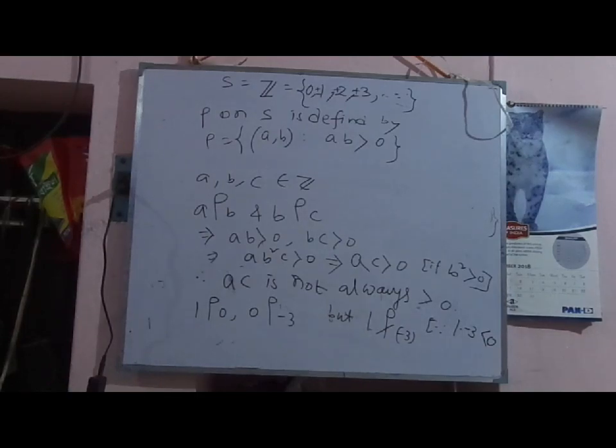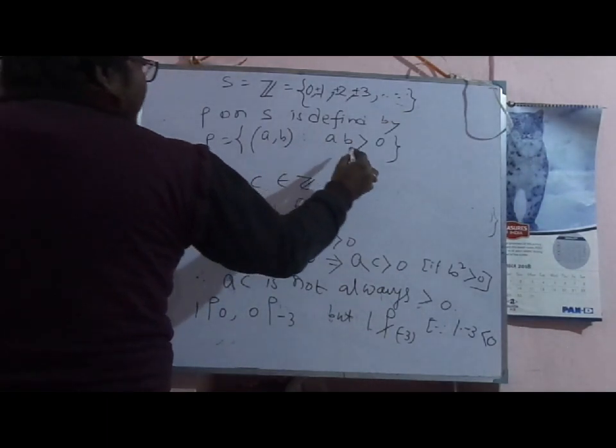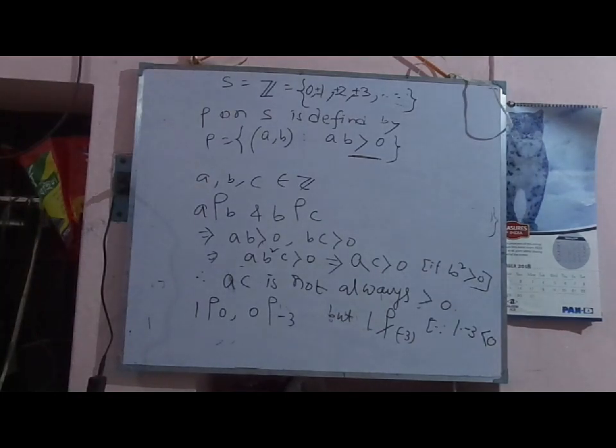Now, I discuss another problem. If we keep the set unchanged but change the relation, that is, if we define the relation rho equal to a, b such that ab is greater than or equal to 0, then this will be reflexive. In the previous problem, this was not reflexive because here we take a equal to 0, but here this is reflexive, and you can check that this is symmetric, and this will be transitive, and this is an equivalence relation.